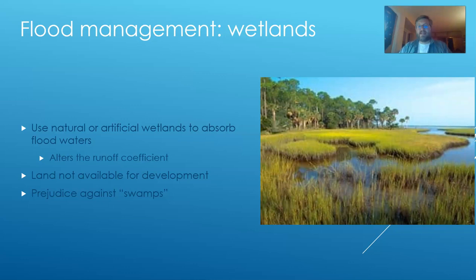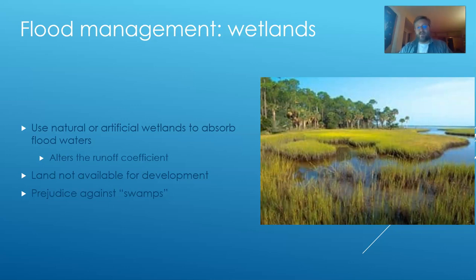So they reduce the peak of the flooding by stretching out the flow of that water over a longer period of time. Essentially, what they're doing is altering that runoff coefficient. So you've got a lot of water moving down the stream, a bunch of it soaks into the wetland, that slows it down. So wetlands can play a very important role in reducing damage from flooding.